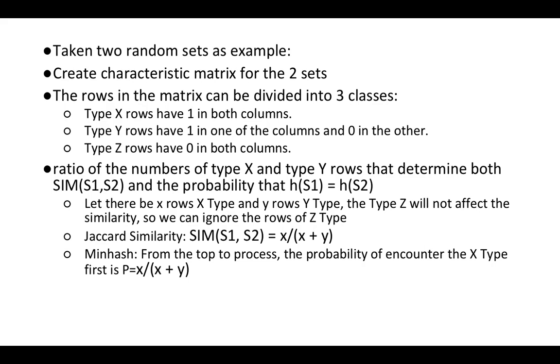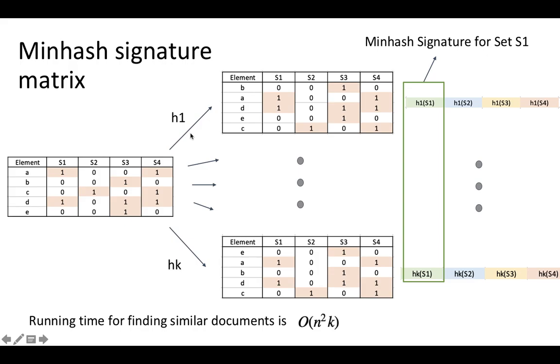Now consider the probability that the hash value of set 1 equals the hash value of set 2. If we imagine the rows permuted randomly and we proceed from the top, the probability that we shall meet a type X row before we meet a type Y row is X over X plus Y. So we can see that the Jaccard similarity of two sites is exactly the probability that the hash value of set 1 equals the hash value of set 2.